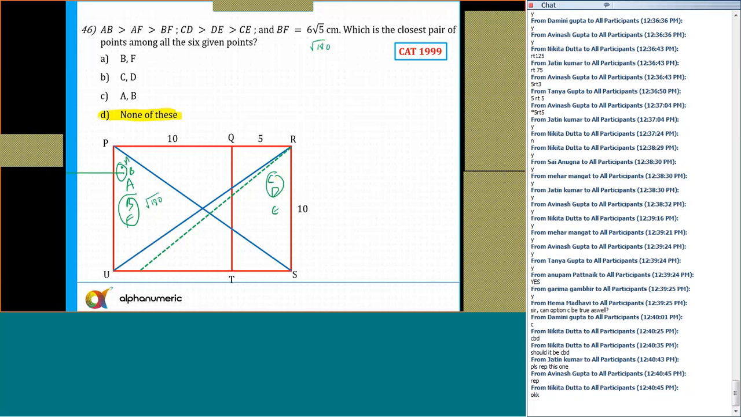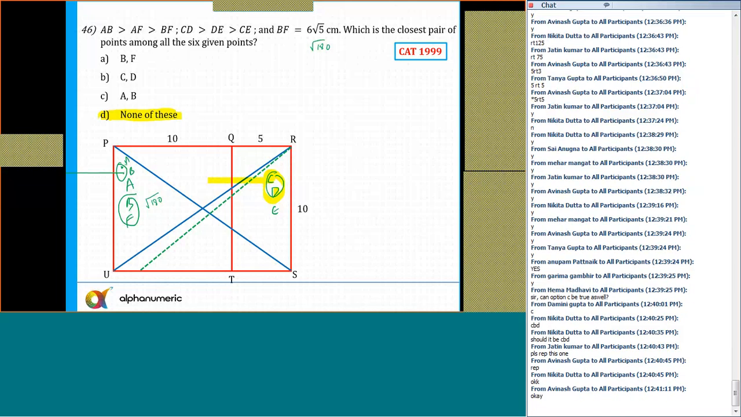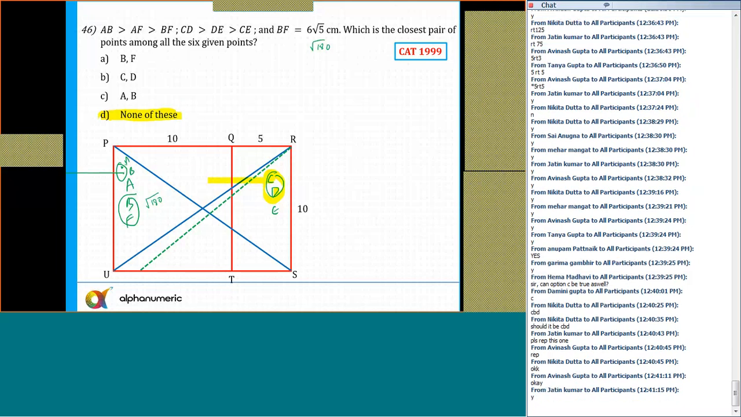Okay. If 2 points C and D are lying within the same rectangle, it might be possible that C and D coincide with each other. And if C and D coincide, then the distance between C and D can be 0. The question is which is the closest pair? We can't identify which one is the closest pair. It can be C to D also. It can be D to E also. There are a lot of possibilities. So that's why I'll say that is the answer. Is that clear to all of you now?